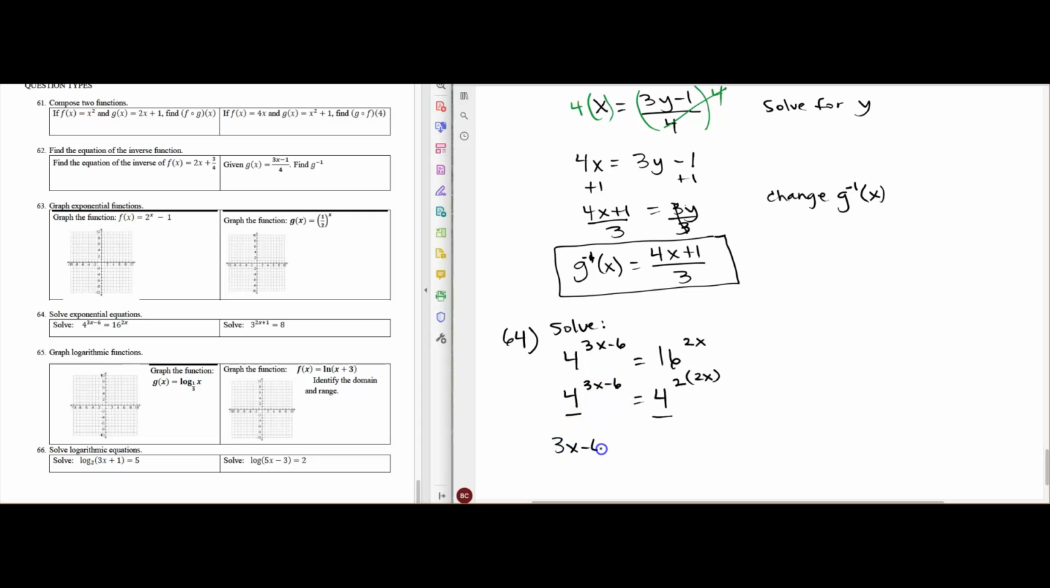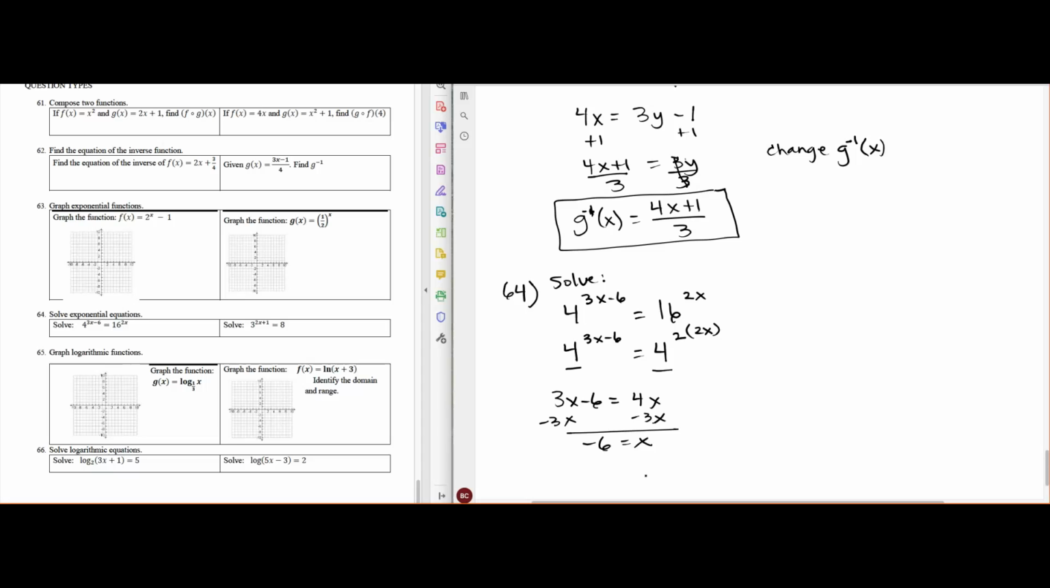So 3x minus 6 equals 4x. And then just solve for x. Looks like x is going to be negative 6 here. And then again, you could check your answer by putting negative 6 in place of x into the original equation and make sure that works out, right? Because it's a solved one, so we can always check this.